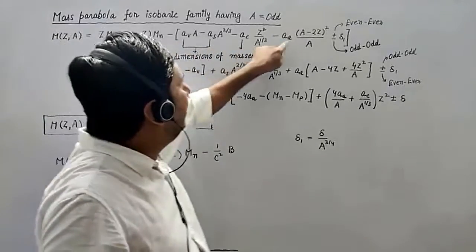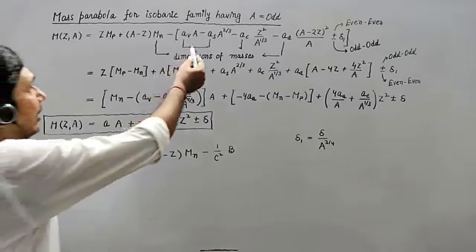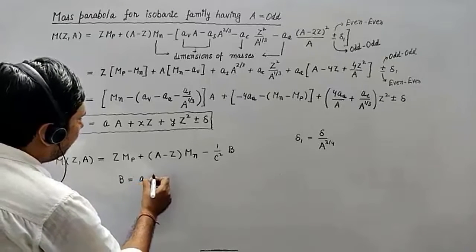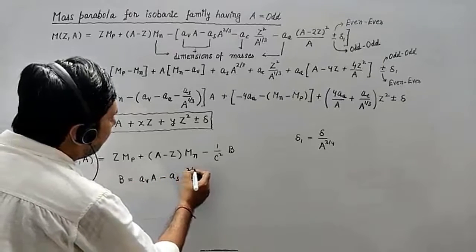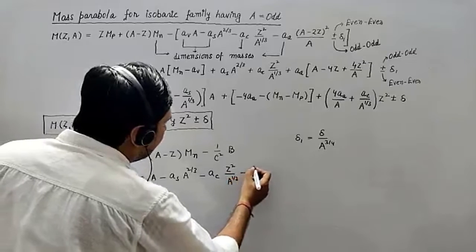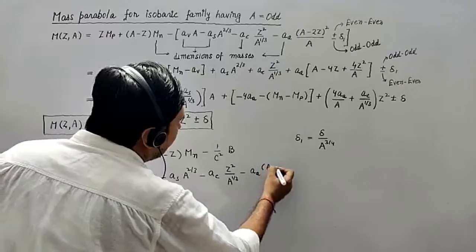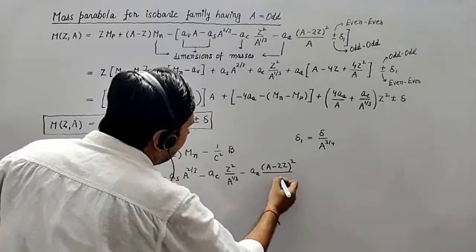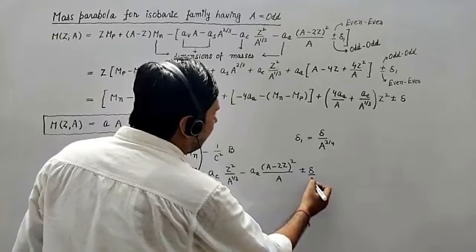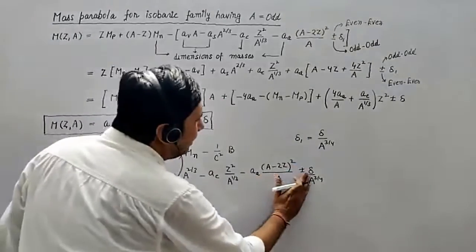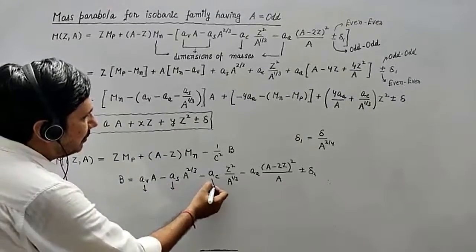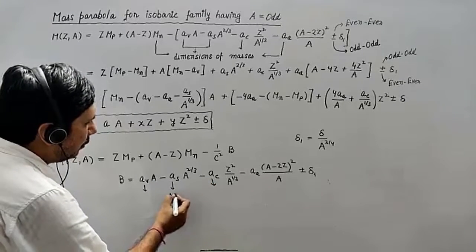So here, this is the expression of B. If you are writing B like this, a_V A minus a_S A to the power 2/3, minus a_C Z square upon A to the power 1/3, minus a_A (A minus 2Z) whole square upon A, and plus or minus delta, where I have replaced the term delta upon A to the power 3/4 by delta 1, then all these terms will have the dimension of energy, so they will be in terms of MeV.